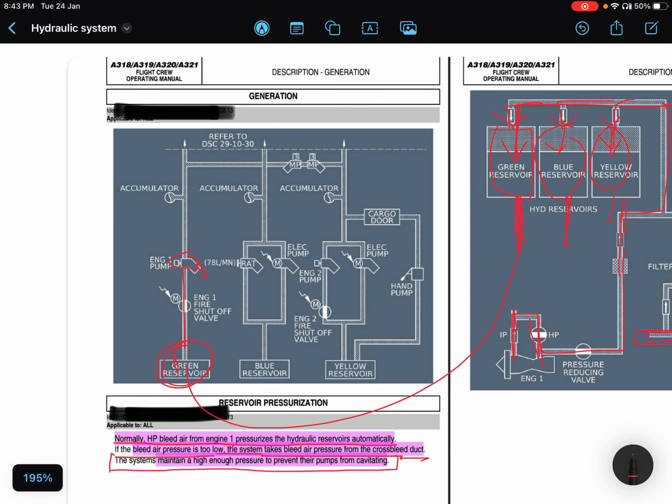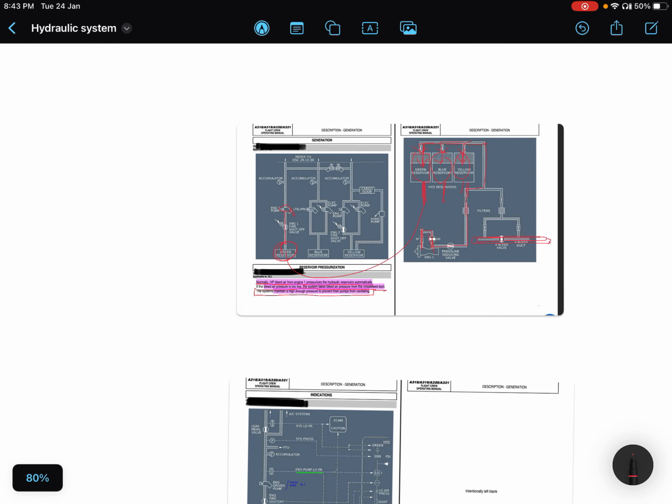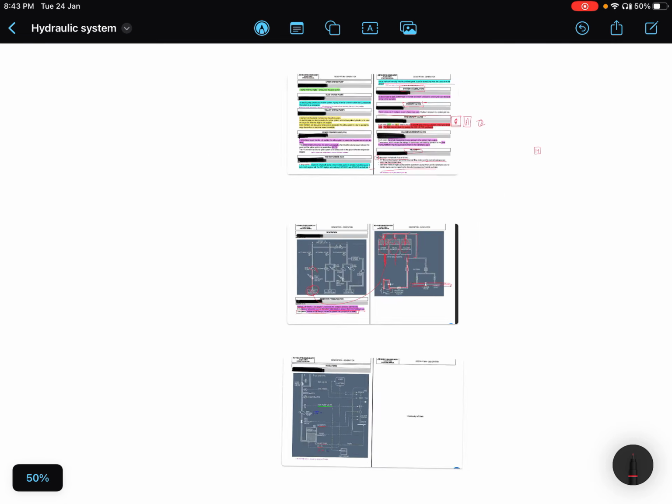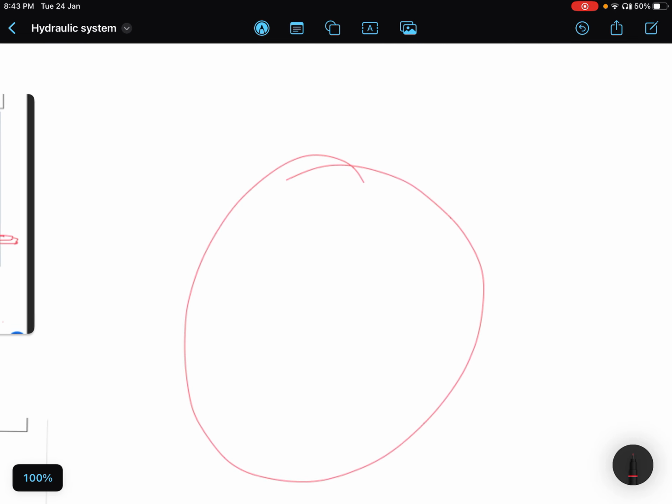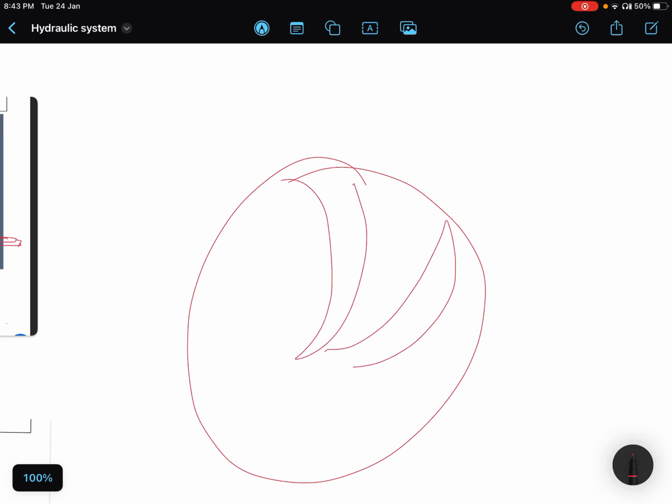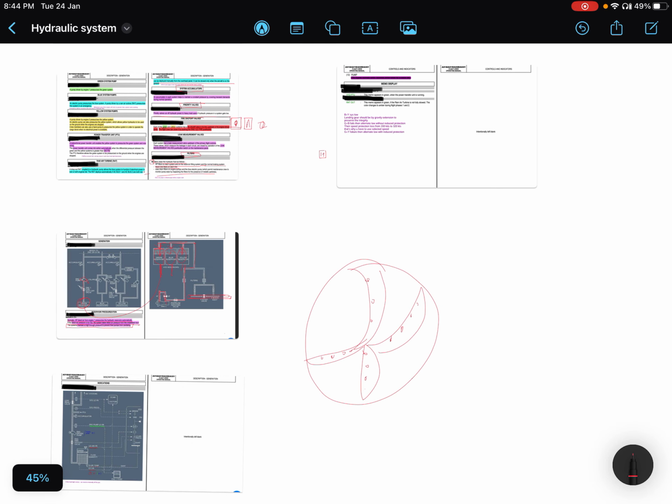Are you getting it? Right. There will be holes. Let's say this is the pump. There will be bubbles and damage on the engine driven pumps, the fans of the engine driven pumps. So that's why we pressurize these reservoirs. I hope you are getting it.